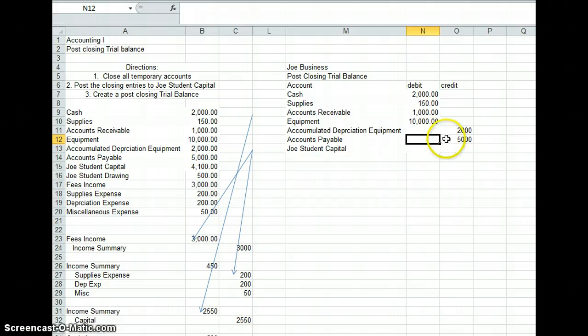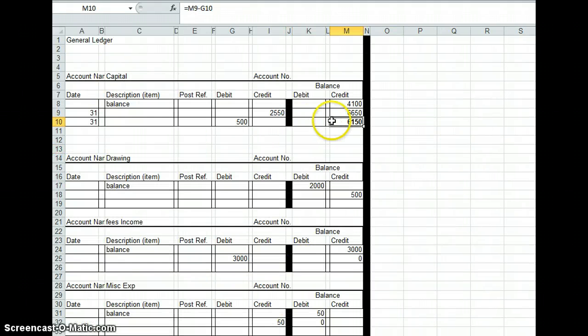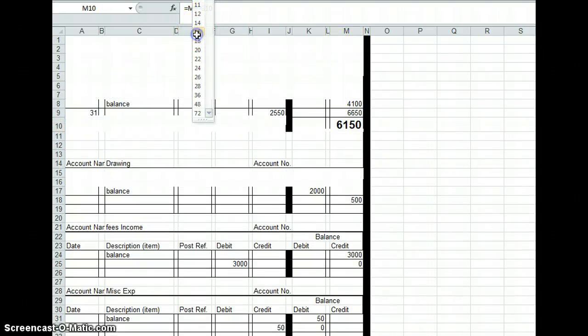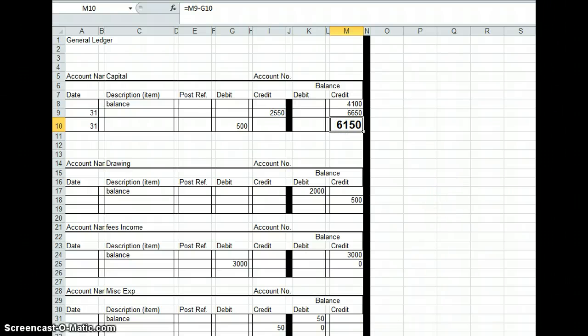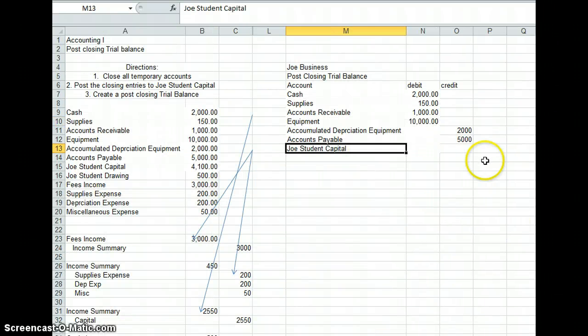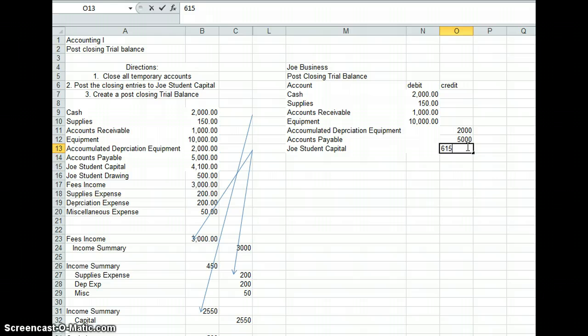So now you might say to yourself, well, how do I know what my new capital number would be? Well, you could look at the T account or you could look at the ledger. Let's look at the ledger. We go to sheet 2 and look at the ledger. Here you can see that our final balance was $6,150. So I'm going to go back to sheet 1. I'm going to put in $6,150.